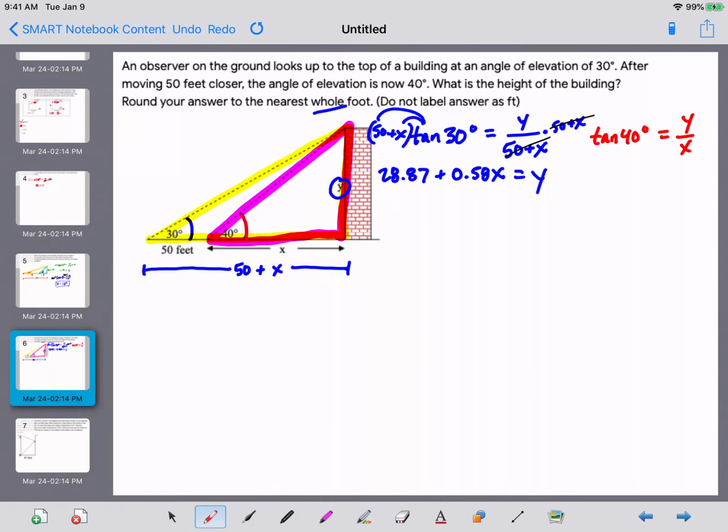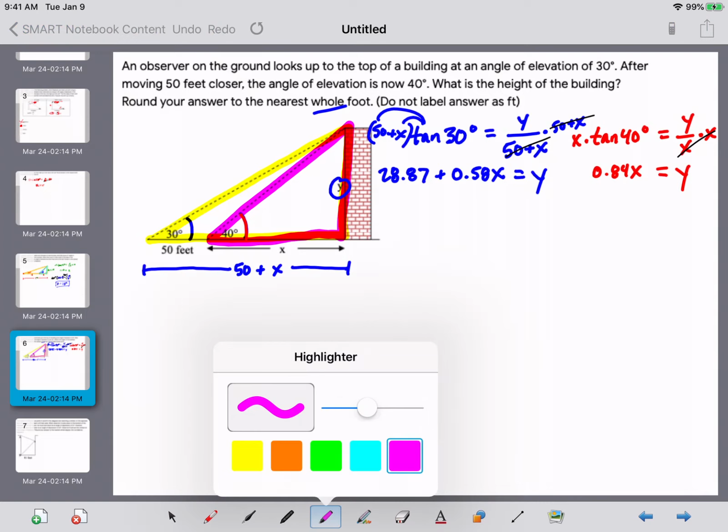And I'm going to do something really similar over here. I'm going to multiply both sides by x to get y by itself. Again, these cancel. And if we plug tangent of 40 degrees in your calculator, you'll get about 0.84. So this is about 0.84 times x.